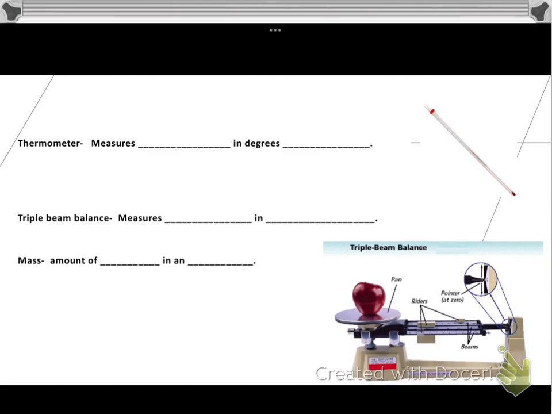Alright, so your first term is going to be thermometer. Most of you are familiar with thermometers that you use when you take a temperature if you're sick, but the ones we use at school look a little bit different. Looks like this picture on the right. Thermometers are used to measure temperature in degrees Celsius in science class.